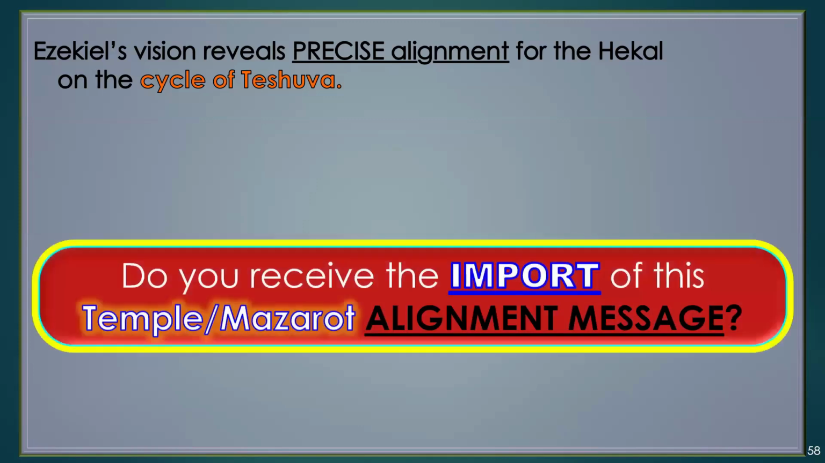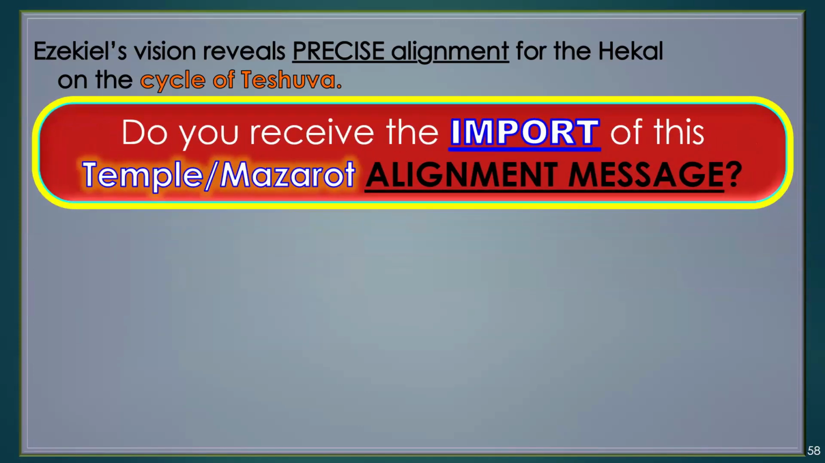Ezekiel's vision reveals precise alignment for the Hekal on the cycle of Teshuva. Let me read that one more time. Ezekiel's vision reveals precise alignment for the Hekal on the cycle of Teshuva. You are the temple of Yahuwah today, physically and spiritually. Where is your alignment on the cycle of Teshuva? Are you with the shadow or not? Do you receive the import of this temple Matzerot alignment message?